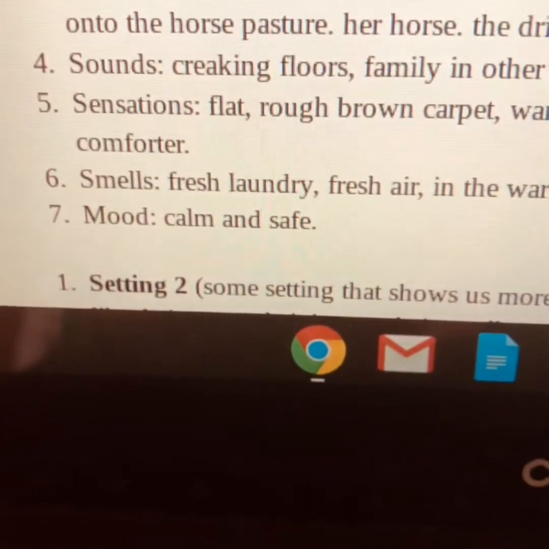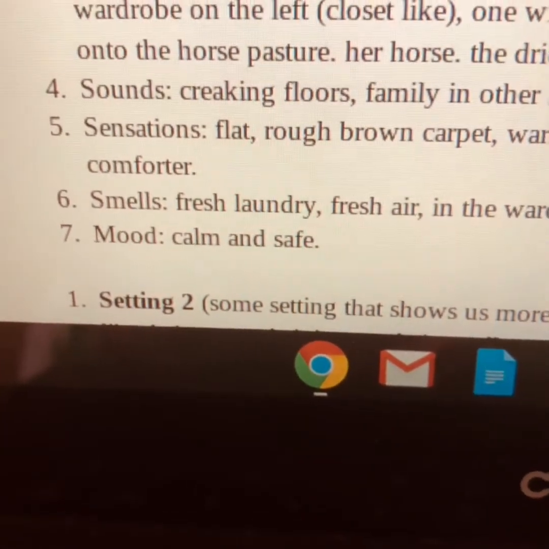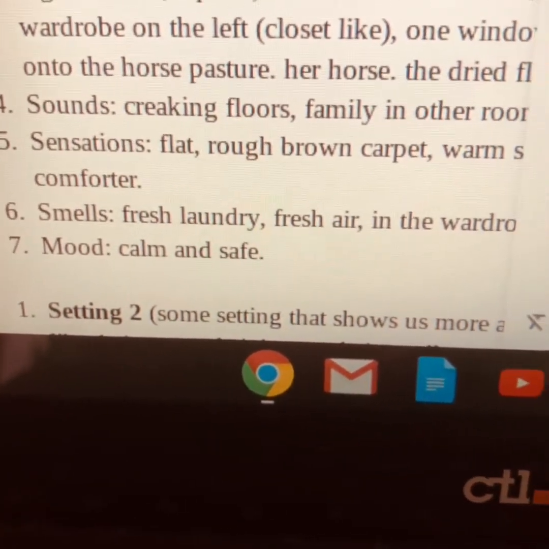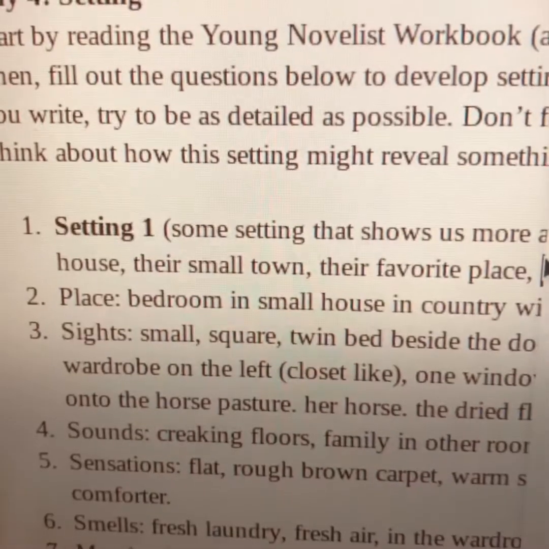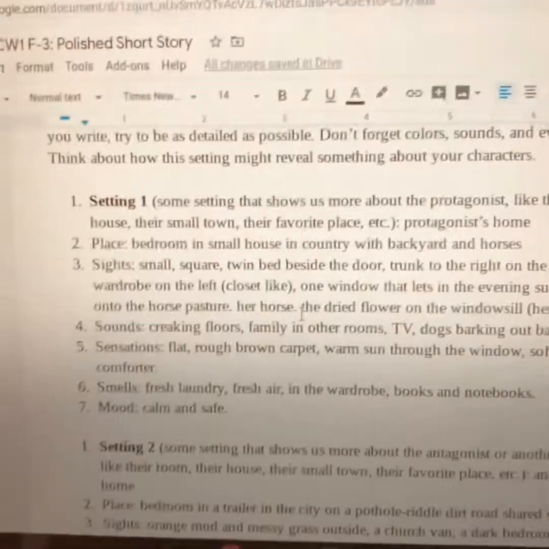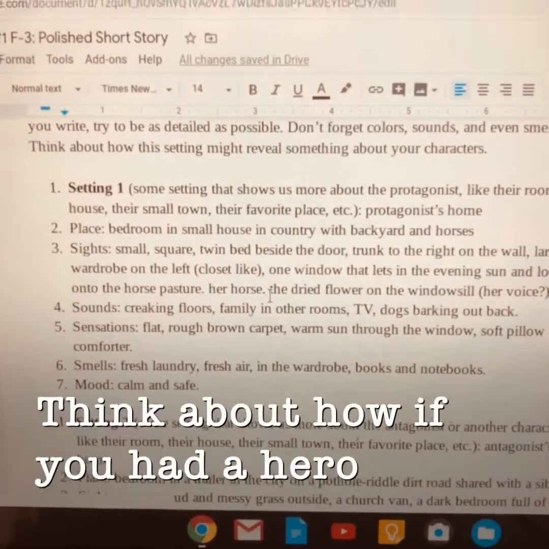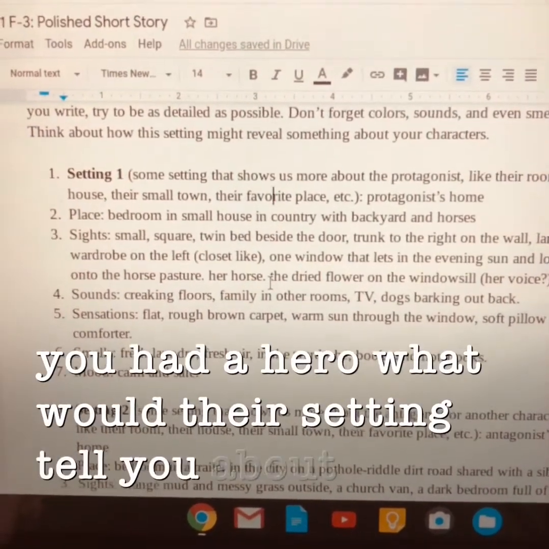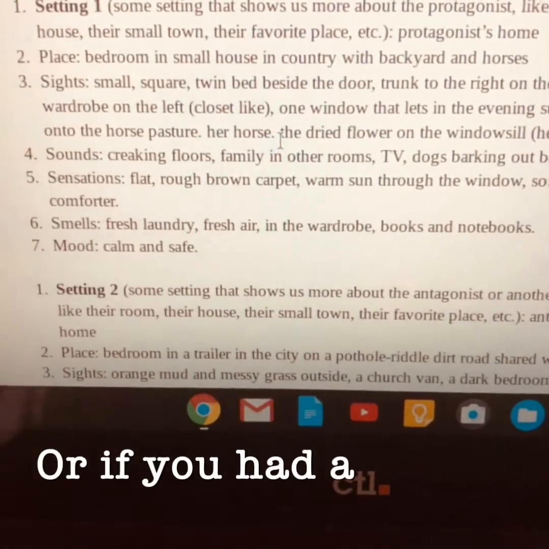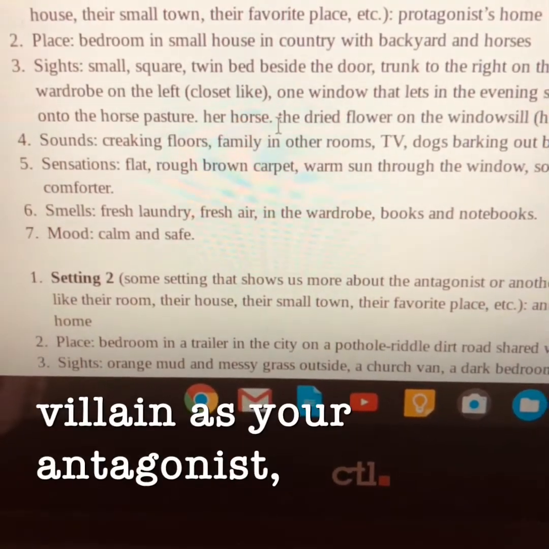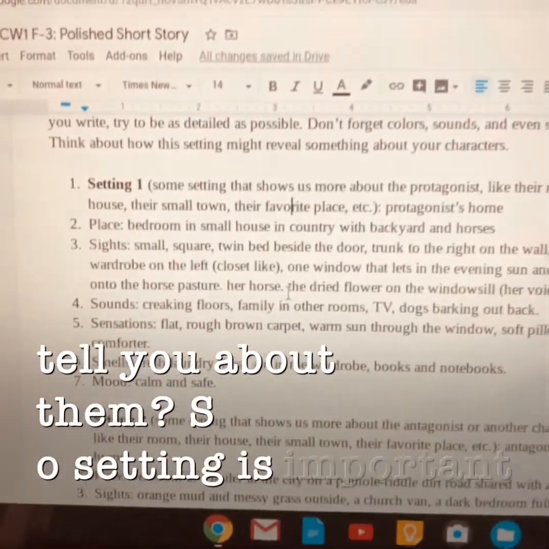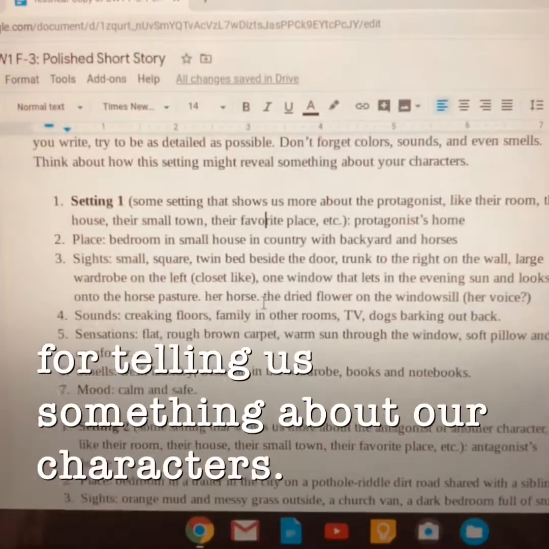If you're going to do a second setting, your second setting that you describe should be something that shows us more about the antagonist in their life. So setting 1 about the protagonist, setting 2 is the antagonist. Think about how if you had a hero, what would their setting tell you about them, like the Batcave? Or if you had a villain as your antagonist, what does their lair tell you about them? So setting is important for telling us something about our characters.